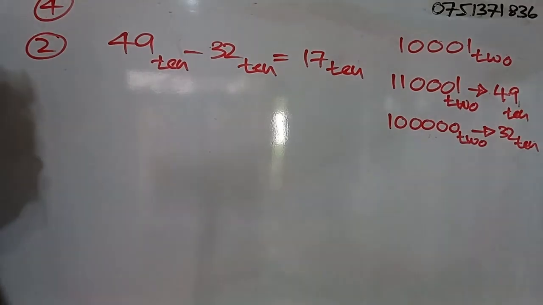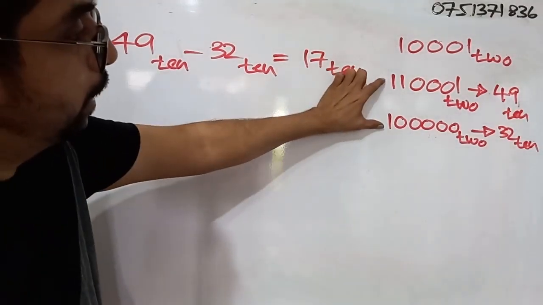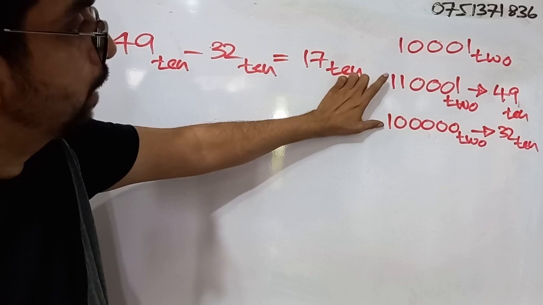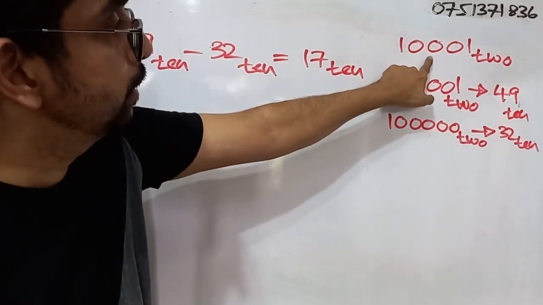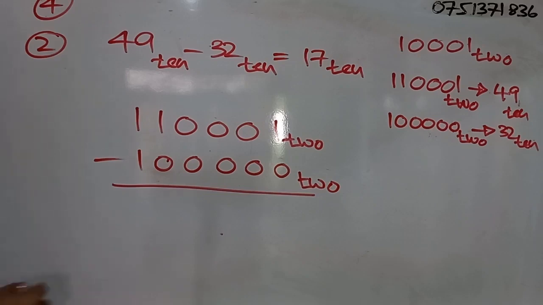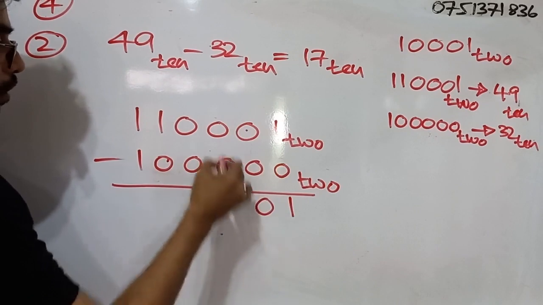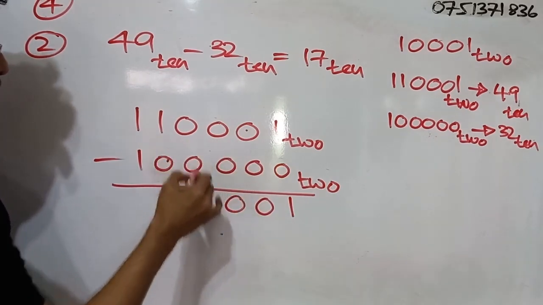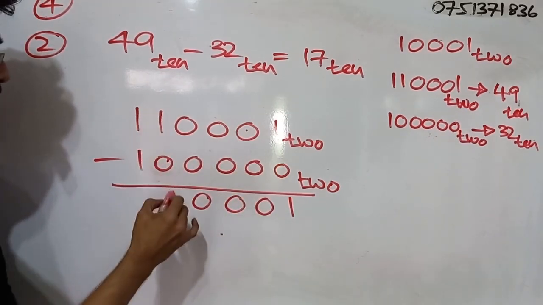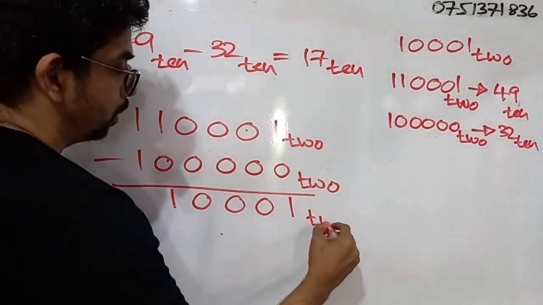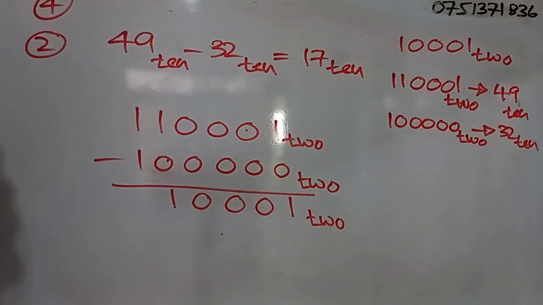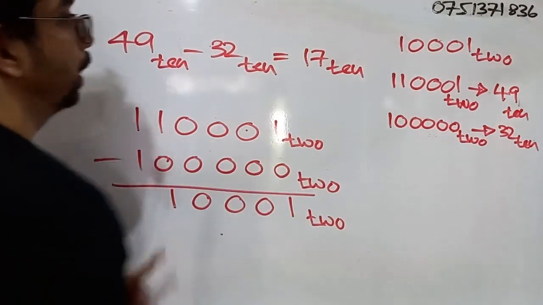Now what do we have to do? We have to take the difference of these two numbers and check whether we get this value. So 1 minus 0 is 1. 0 minus 0 is 0. 0 minus 0 is 0. 0 minus 0 is 0. 1 minus 0 is 1. So we can see these two answers are the same.